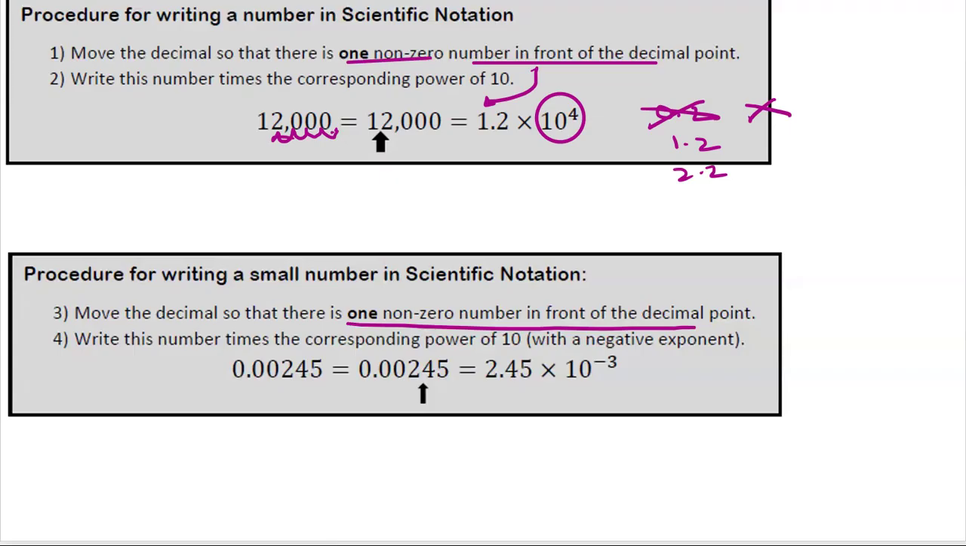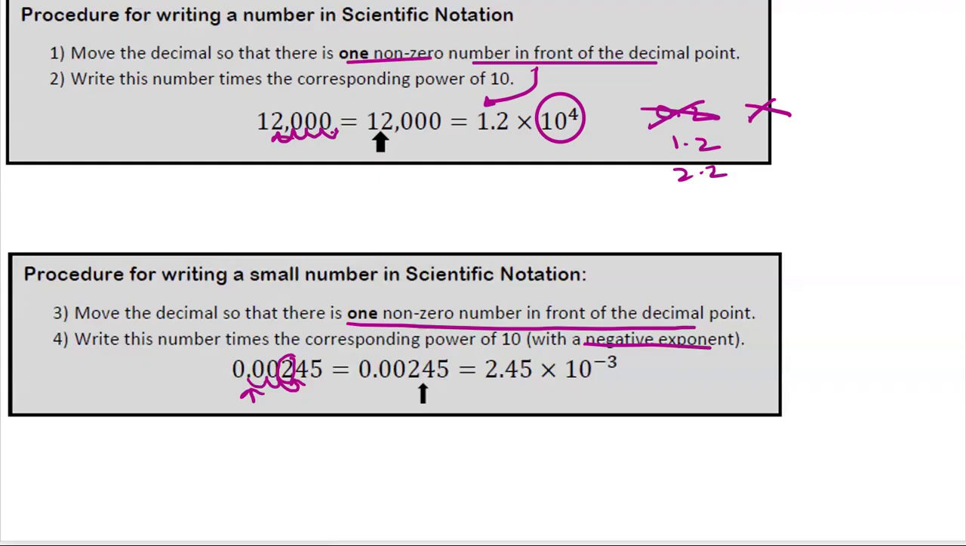Write this number times the corresponding power of 10 with the negative exponent. All right, so here is where I'm starting. Again, I need to move it so that there's only one number in front of that decimal. So the number I want is 2. So I'm going to move it 1, 2, 3 times, okay?